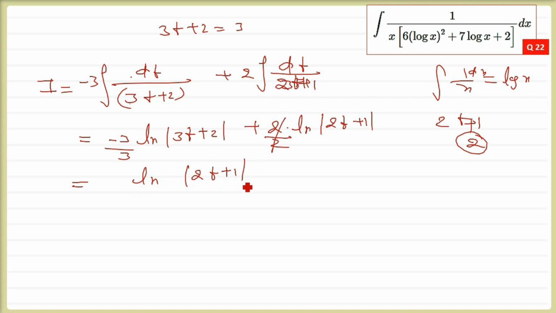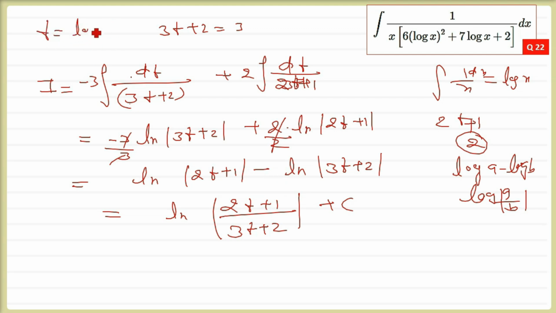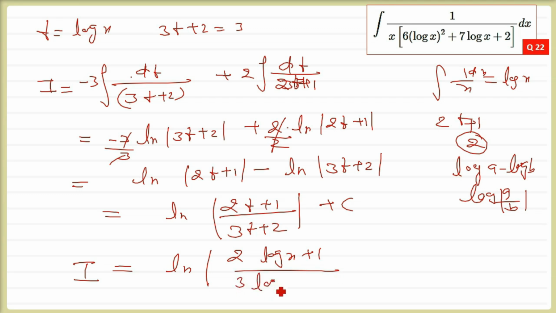I am writing the second term first. That's why ln modulus of 2t + 1 minus ln modulus of 3t + 2. And log a minus log b will be equal to log a divided by b. This will be ln of (2t + 1) divided by (3t + 2), inside the modulus sign, plus a constant of integration. Now initially, if you remember, we took t as log x. Now this is the time for replacement. Log base e or ln, in place of t, replace it by log x. So 2 log x + 1 will come, in the denominator it will be 3 log x + 2, plus a constant of integration. This is your final answer.